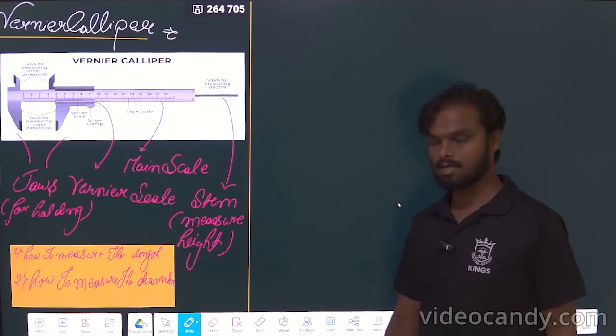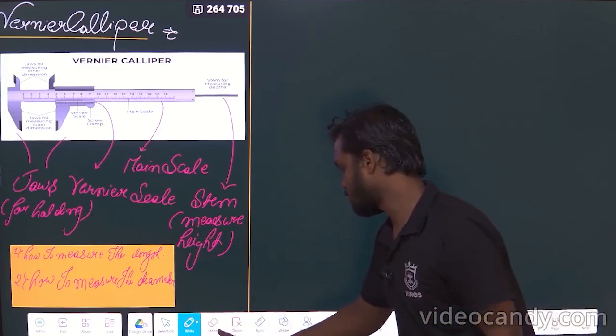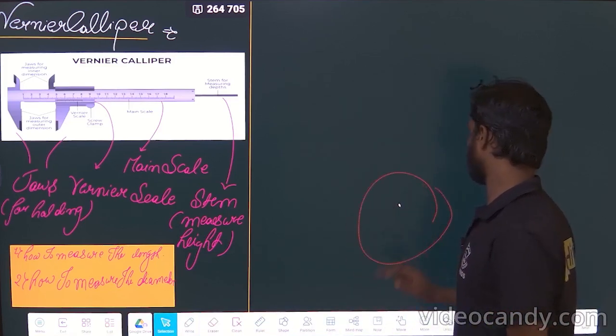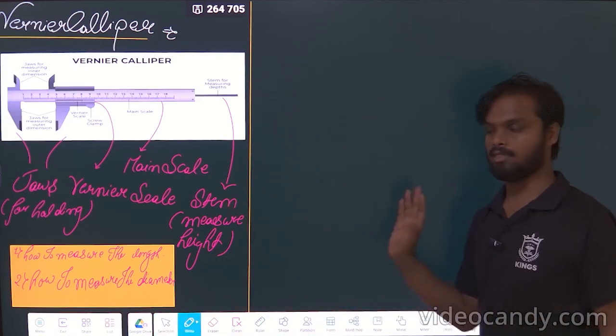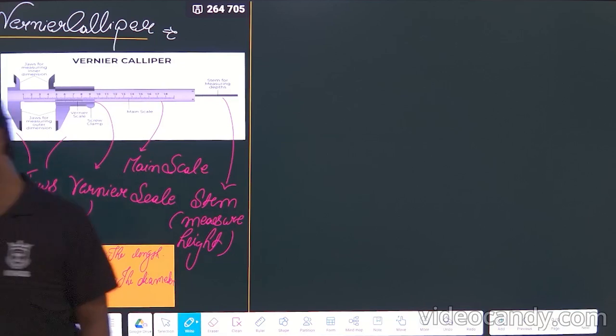Now the first thing we have to learn about is what is called the least count. Then we can go for any further measurement. First we have to understand what the least count is. Clear? So let us understand what the least count is.